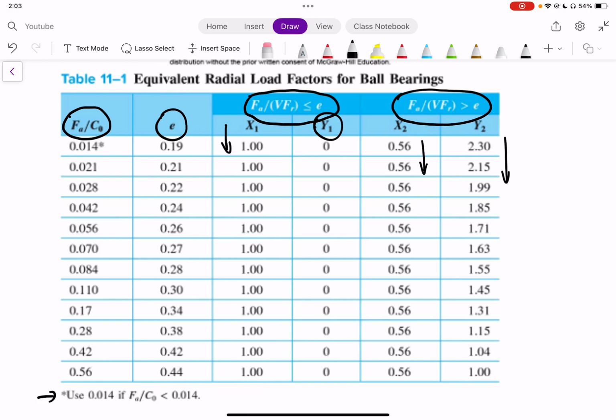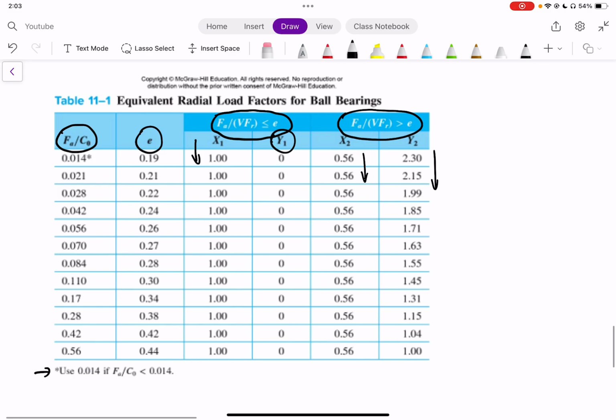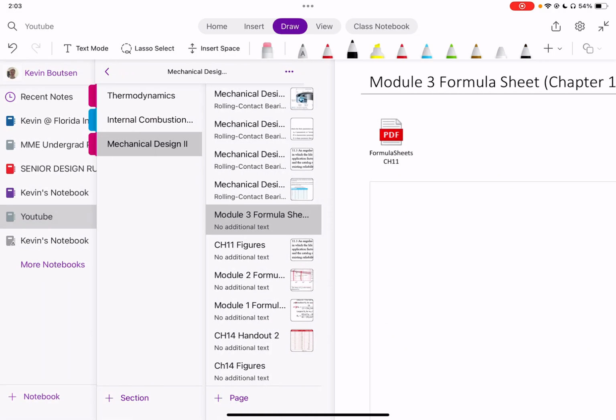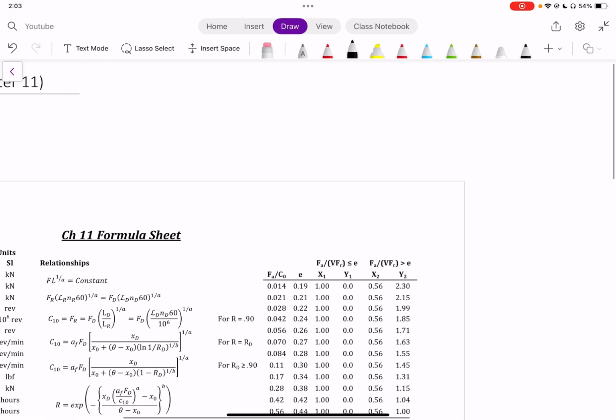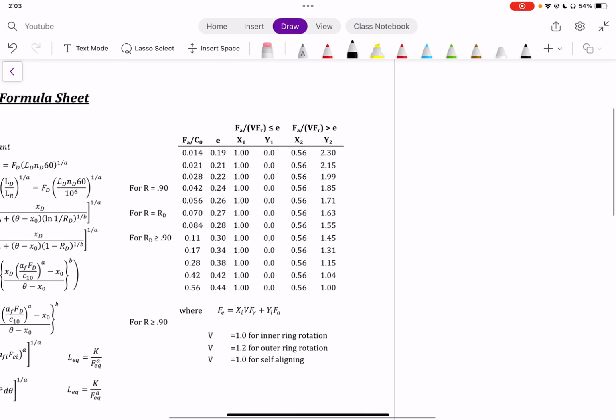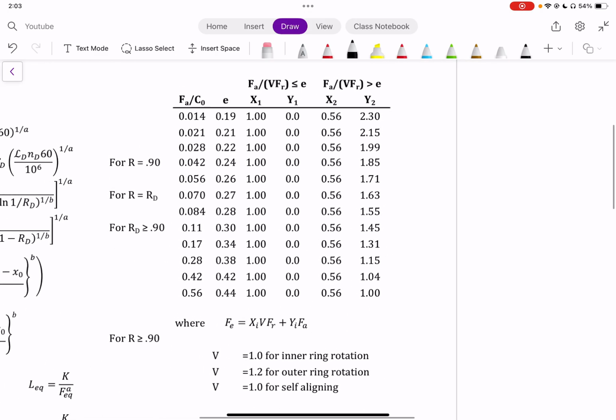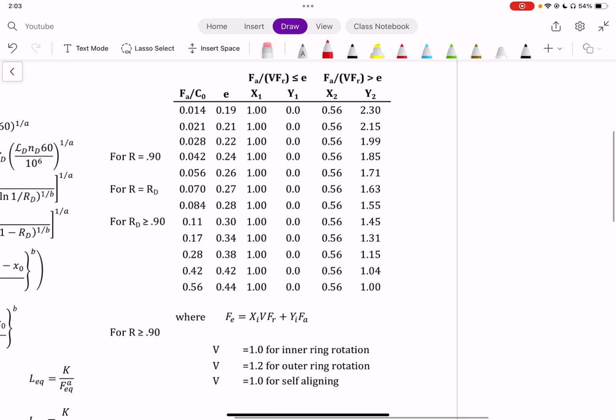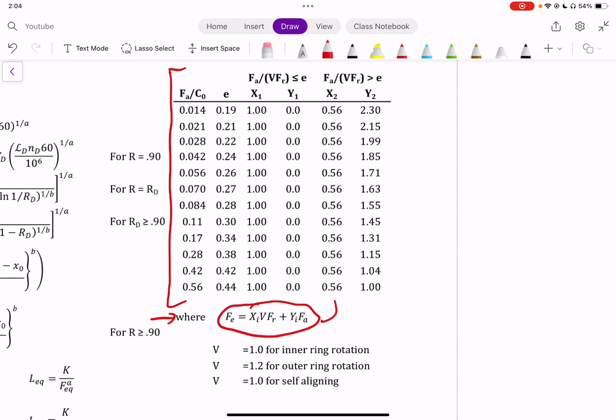So we have this table here, table 11.1. We also have this table available in our formula sheet. If you want to use the table in your formula sheet, it has a little bit more information, but it's essentially the exact same table. Okay, and then we're also told where FE is equal to this term right here, which basically allows you to solve based on this upper table. So let's use this problem to try and solve what we're looking for, essentially, and then we'll go from there.